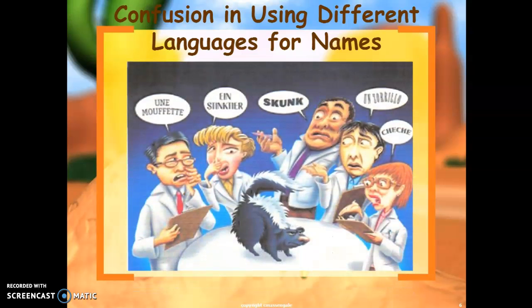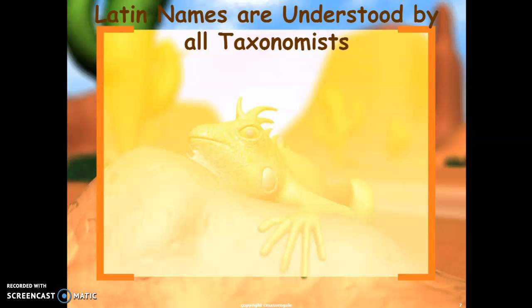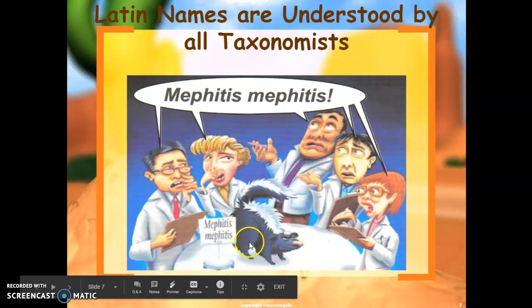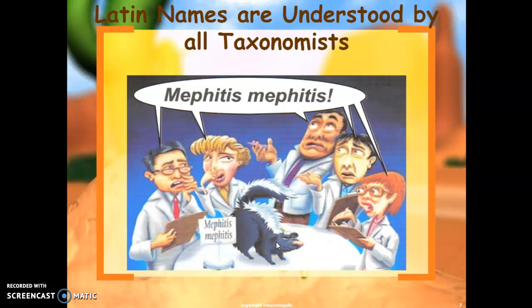We use a binomial nomenclature system because there was confusion in using different languages for the names. The scientists wanted to communicate with other scientists, but they couldn't because of the language barrier. So with a binomial nomenclature system, everyone uses the Latin name and everyone knows what species or animal they're talking about.